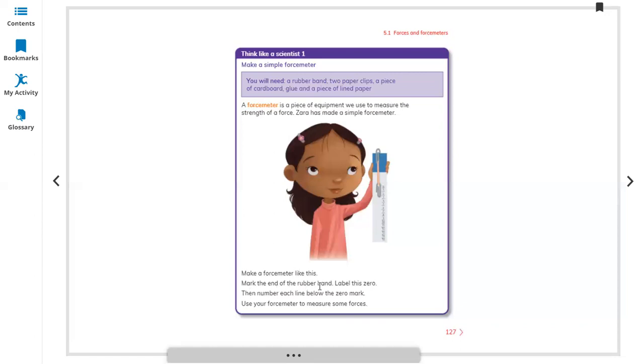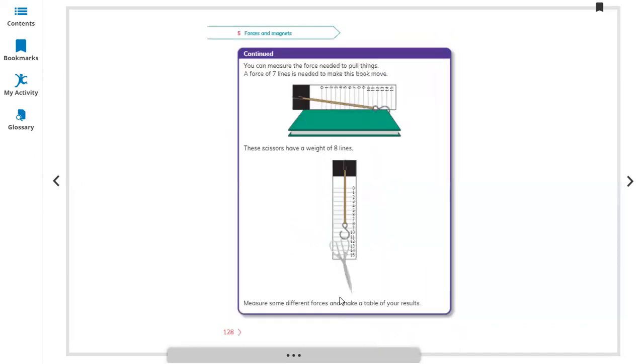Mark the end of the rubber band. Label this 0, obviously starting from 0. Then number each line below the 0 mark. Use your force meter to measure some forces.